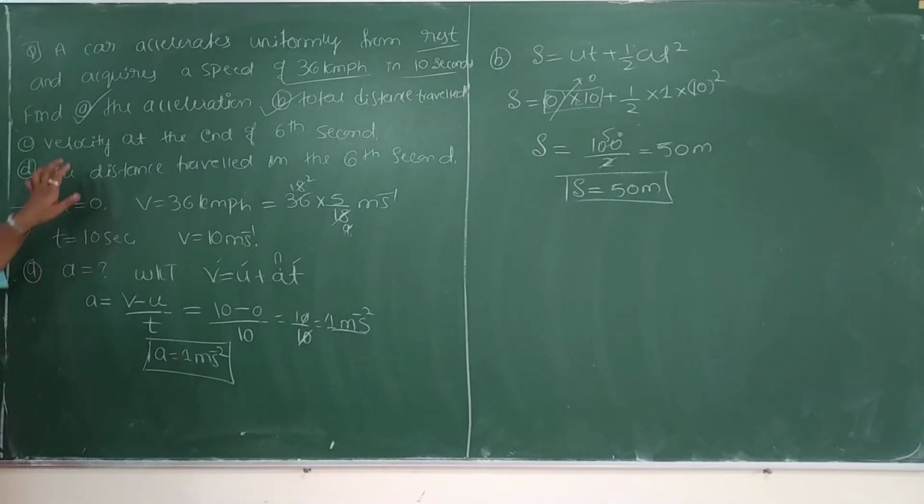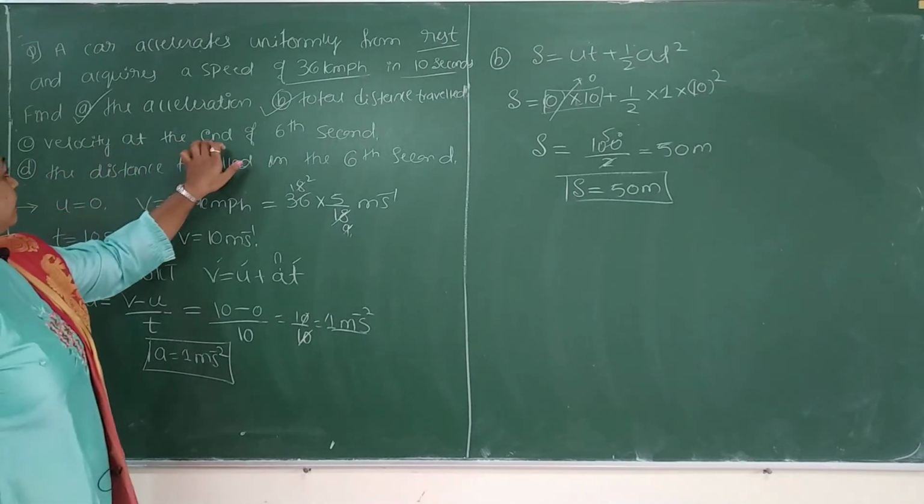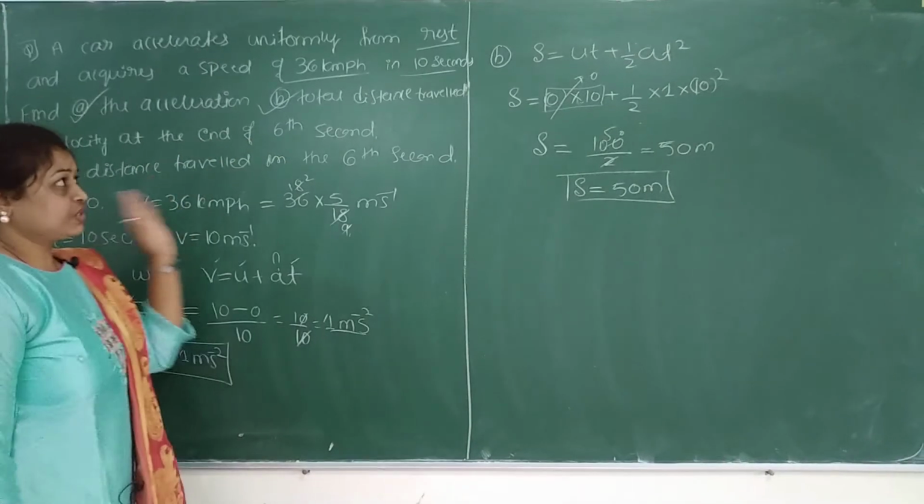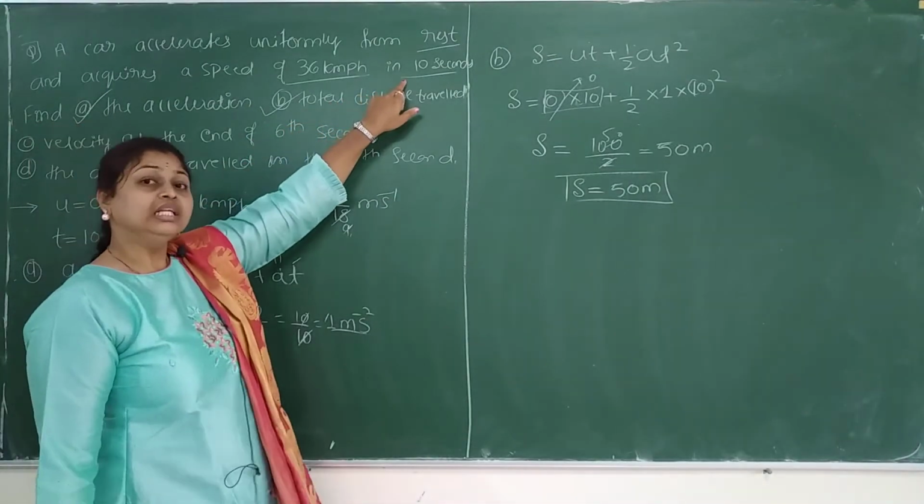Now you have to calculate the velocity at the end of the 6th second. So the car is moving, how much time has it taken? 10 seconds.